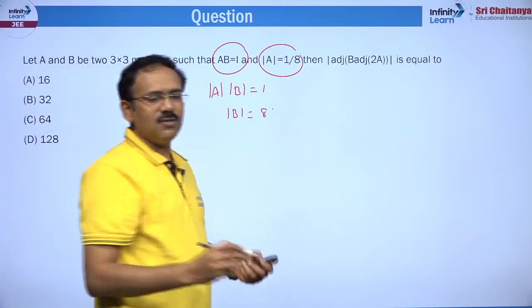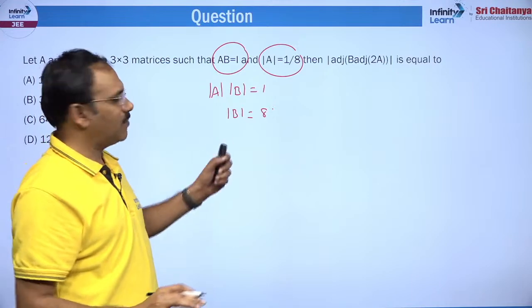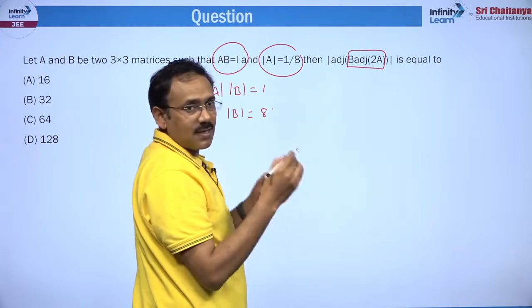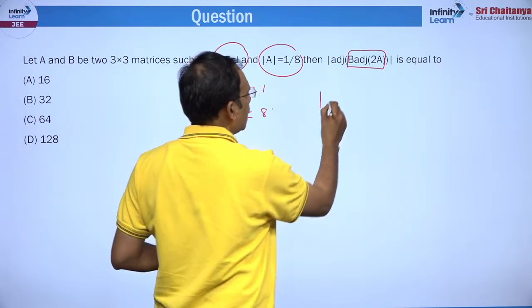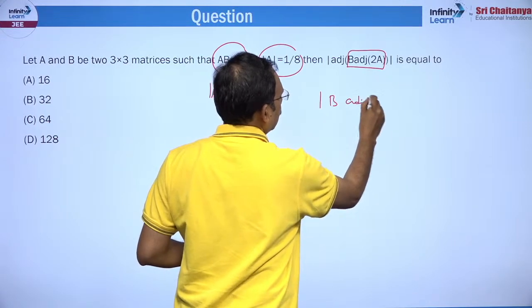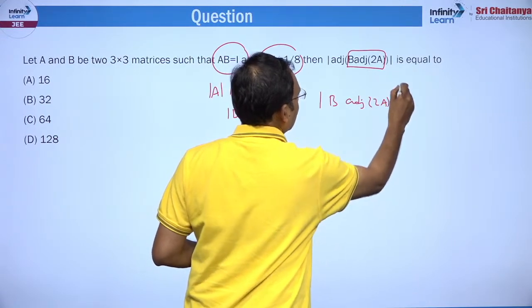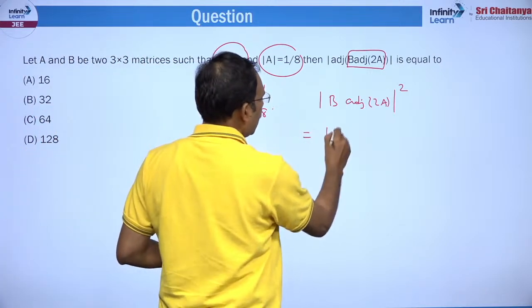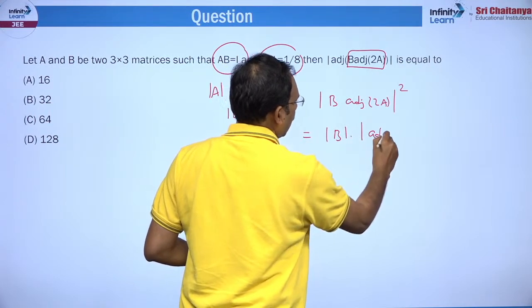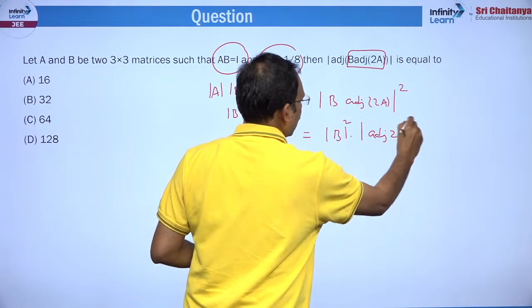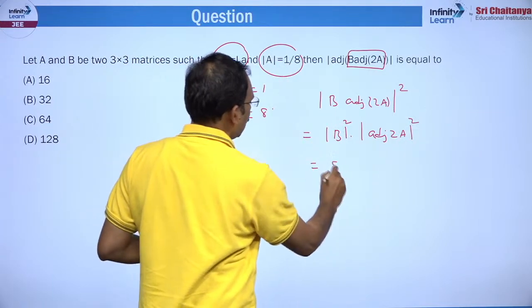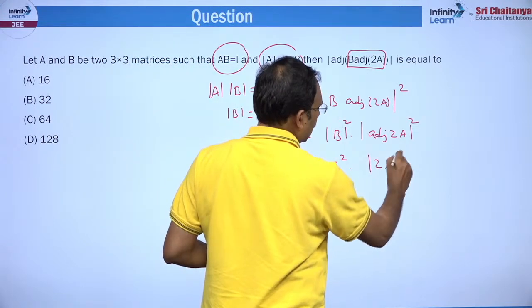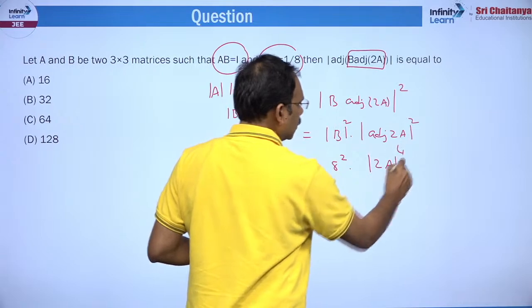Now, you know the formula, you see in almost many papers questions based on this are given: det of adjoint of some matrix. Det of adjoint A is det A to the power of n minus 1. Here A is a 3 by 3 matrix, so n minus 1 is 2. Det AB is det B into det of adjoint 2A whole square again. Det B is 8, so I can say 8 square. Det of adjoint of some matrix is det 2A power n minus 1, which is 2, so it becomes 4.